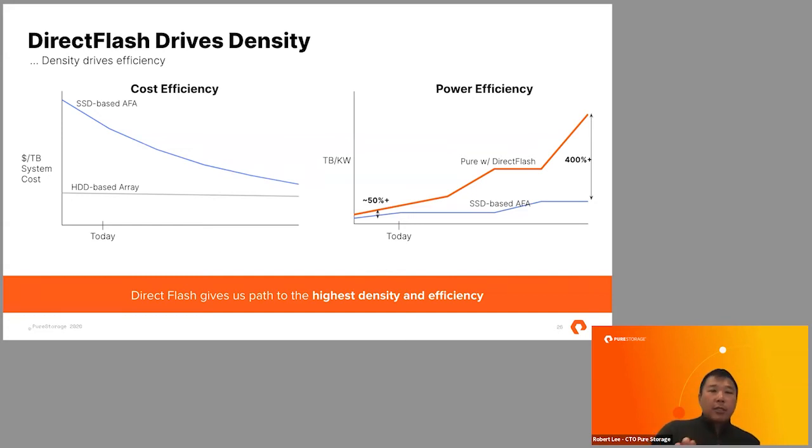But both of these graphs, I'll start off by saying, are based on our internal models and projections. So these are very much the models that we use to guide our product development efforts and everything that we project internally. The graph on the left is showing the cost efficiency benefits, the one on the right showing power efficiency benefits, and how we see those trending over time and contemplating future roadmap and development activities.